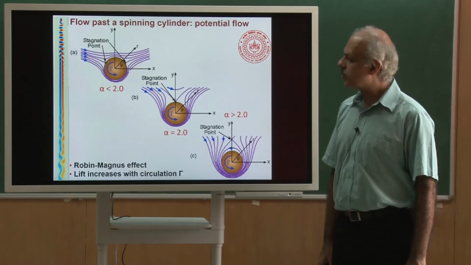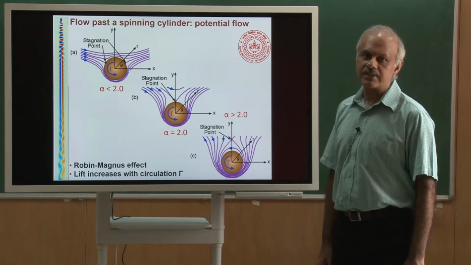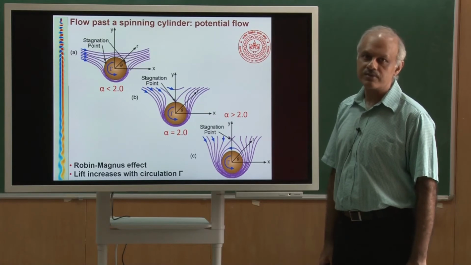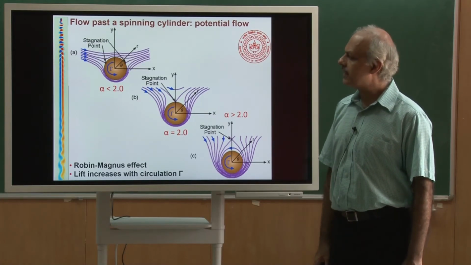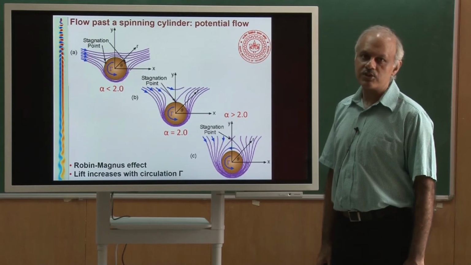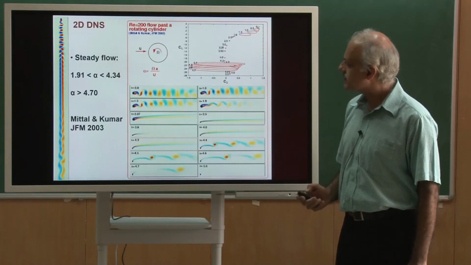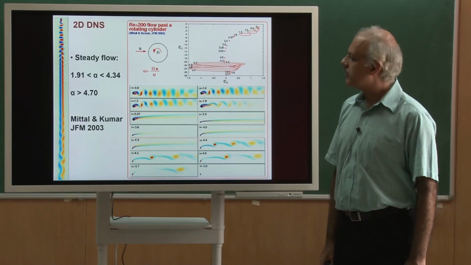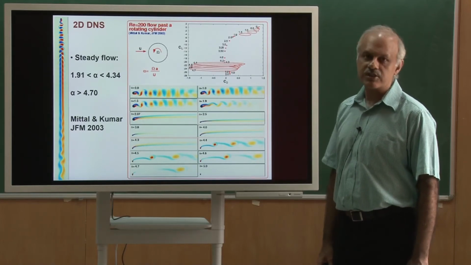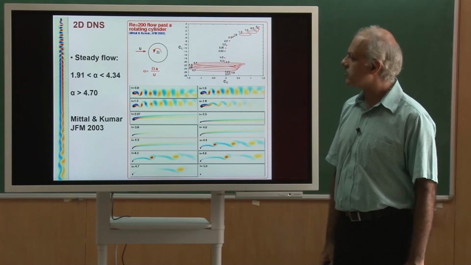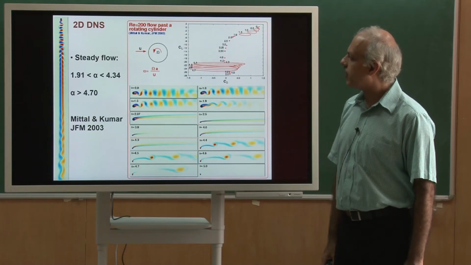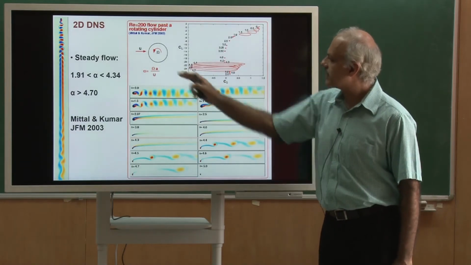Now, the question we want to ask is, what happens if you have viscosity? So, I am going to show you some results for a Reynolds number 200 flow. Remember, for Reynolds number 200 at alpha equal to 0, we are going to see vortex shedding, it will be an unsteady flow. So, let us look at the pictures. These are 2-dimensional direct numerical simulations by integrating the Navier-Stokes equations, the complete Navier-Stokes, but in 2 dimensions. So, this is what is found.